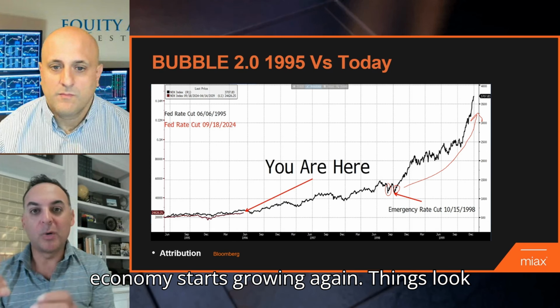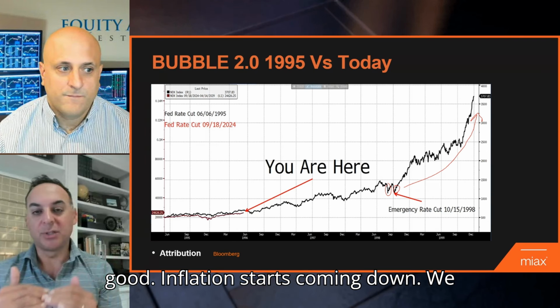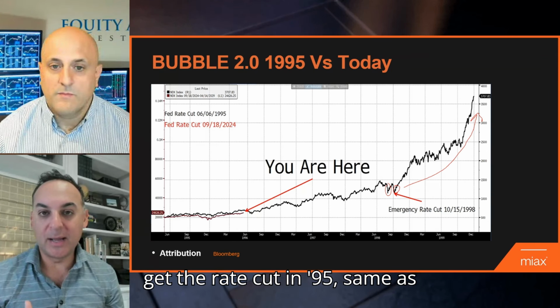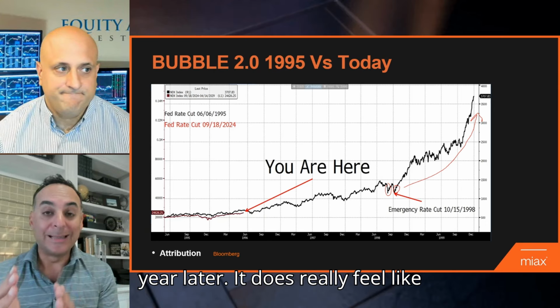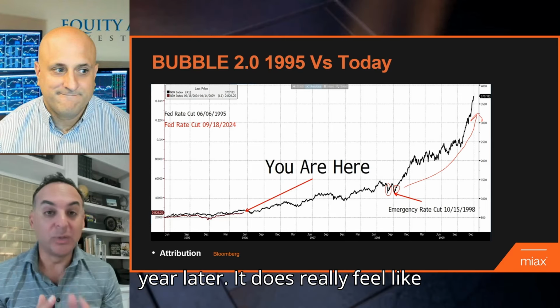The economy starts growing again. Things look good. Inflation starts coming down. We get the rate cut in '95, same as September of 2024. So here we are a year later. It does really feel like 1996.